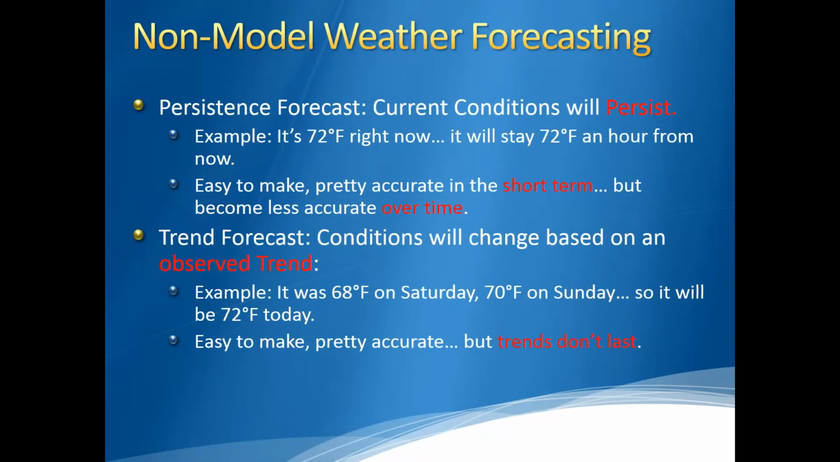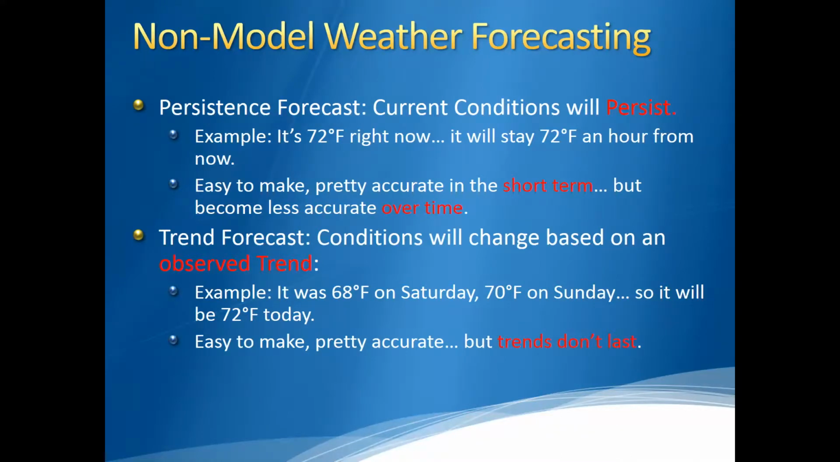So, how do humans make weather forecasts? Well, there are four main techniques that human meteorologists use in making forecasts. And these are all pretty simple techniques. The techniques are called persistence, trend, analog, and climatological. A persistence forecast simply states that whatever the weather's like right now, it'll be like that later. The conditions will persist. Things will stay the same.